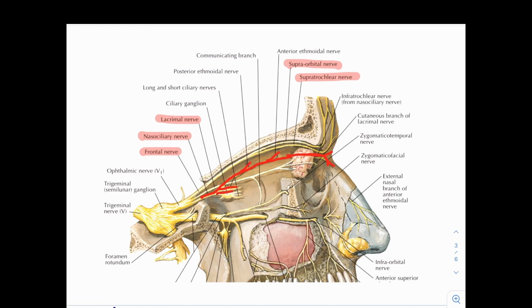So the branches of the nasociliary nerve are the communicating branch to the ciliary ganglion, the long ciliary nerve, the posterior ethmoidal nerve, the infratrochlear nerve, and the anterior ethmoidal nerve.